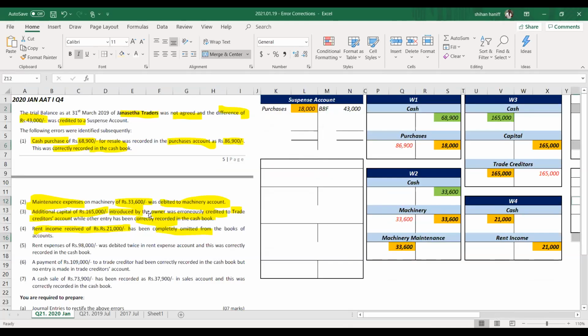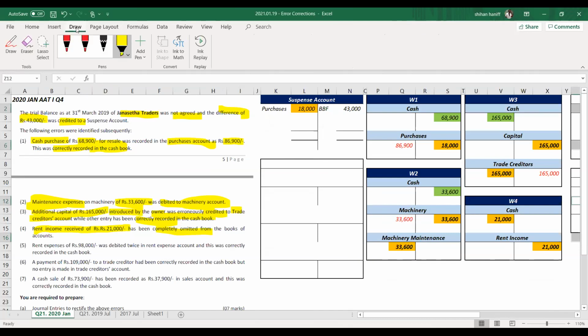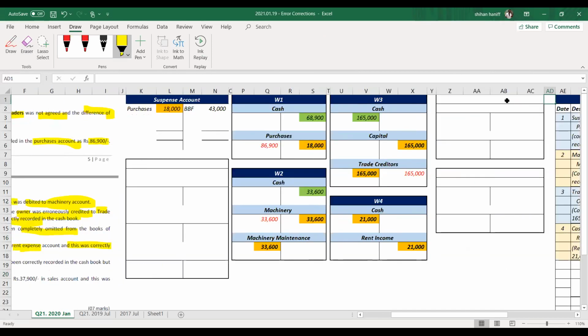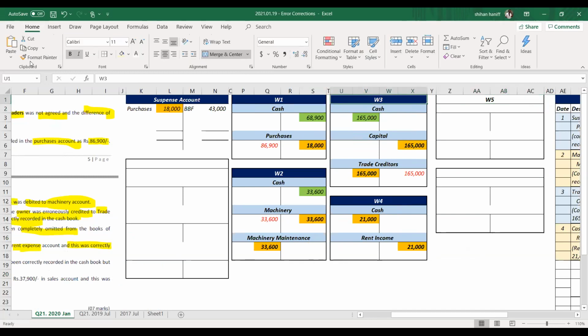Number 5. Rent expense 98,000 was debited twice in rent expense account, and this was correctly recorded in the cash, 98,000. So what are the accounts? The cash account, working number 5. Cash account and rent expense account.